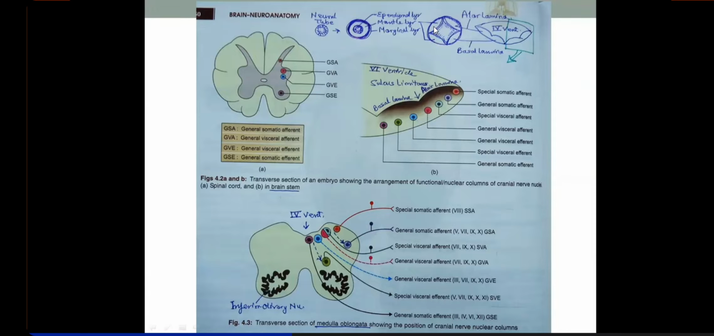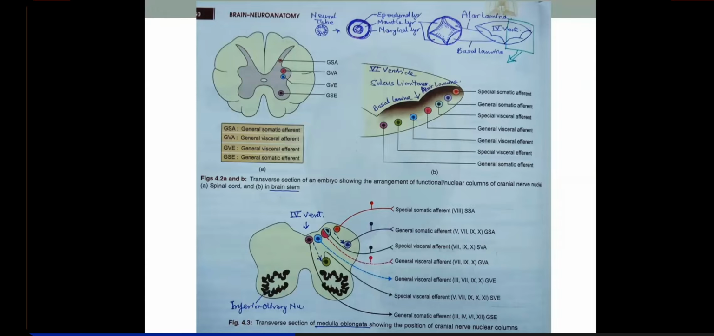So this is a tube, right? Having afferents in the alar lamina and efferent functional columns in the basal lamina. Efferents mean motor, maybe somatic or maybe visceral, but they are located in the basal lamina, and the sensory nucleus or sensory functional column is located in the alar lamina.